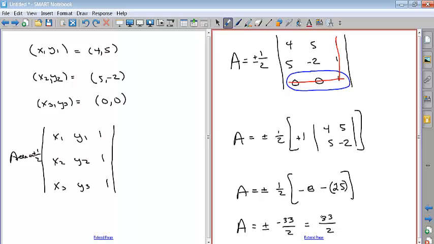Let me check that one in the back of the book. I can't check it any other way, at least I don't know of any other way to check it. So this is section 8.5, number 14. Those are the odd ones. 14, 33 over 2. That's it.